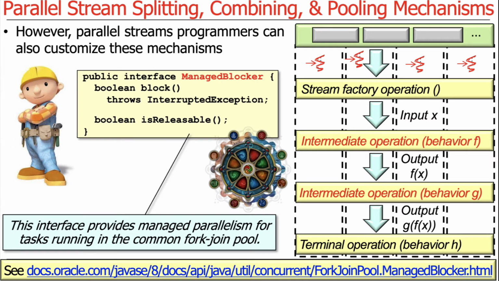So we just talked about spliterators for the splitting phase. We talked about collectors for the combining phase. What can be done with the applying phase? It's only a few things you can do. And the main thing you can do in the applying phase is leverage something called a managed blocker. A managed blocker is a way of managing the number of threads that are used in the common fork join pool in order to maximize performance.